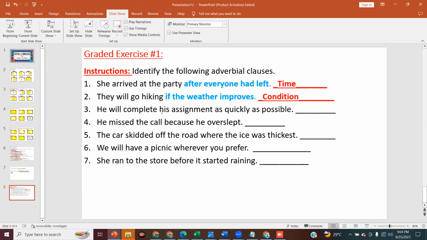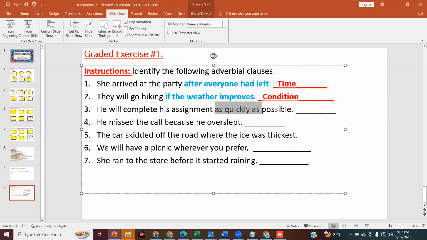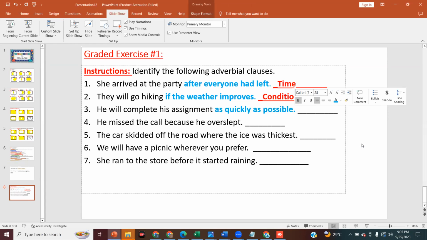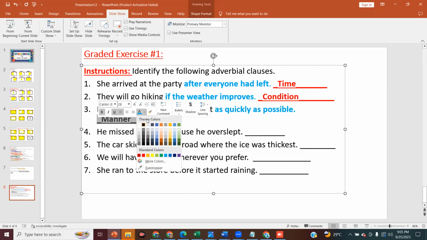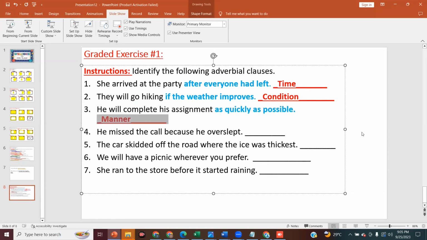All right. Number 3. This one is a tricky one. He will complete his assignments as quickly as possible. What y'all think it is? Manner. Very good. So he's telling us how he will do it. So the answer for this one is going to be manner. How many persons got that? Very good.